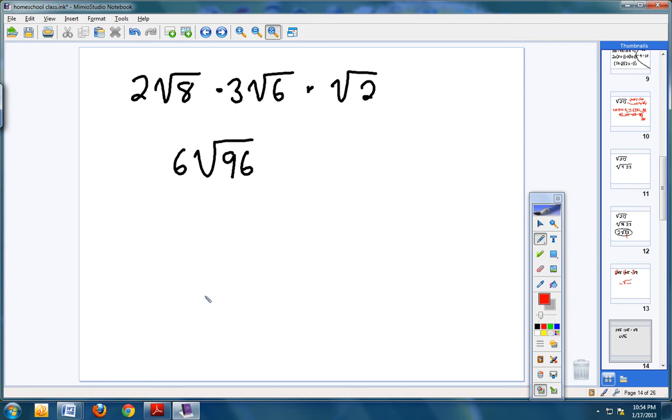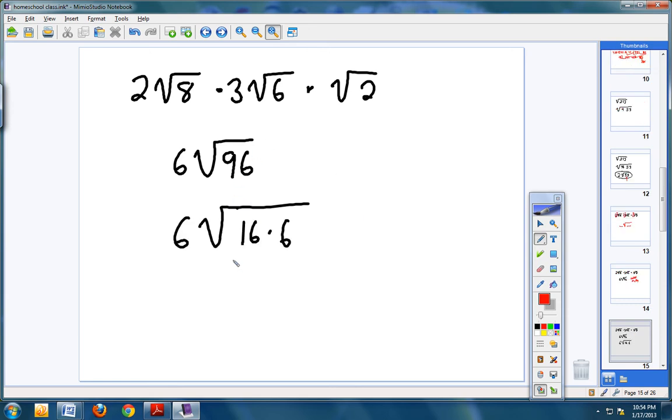6 square root of 96. And then you say to yourself, is 96 a perfect square? No, it is not. So we know we can't solve it. Maybe we can simplify it. Maybe we can't. Do any perfect squares divide into 96 evenly? Yes, 16. 16 goes into 96 6 times. So 16 times 6 is 96.